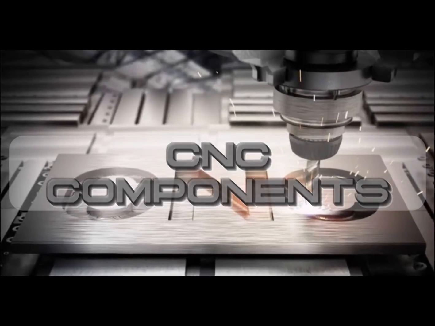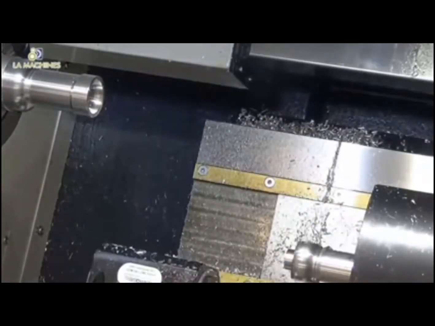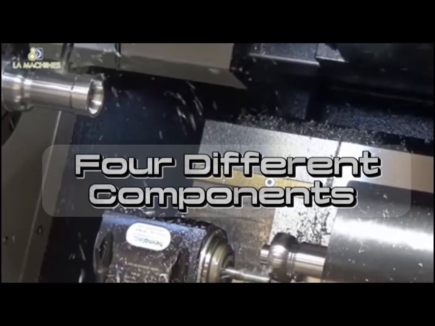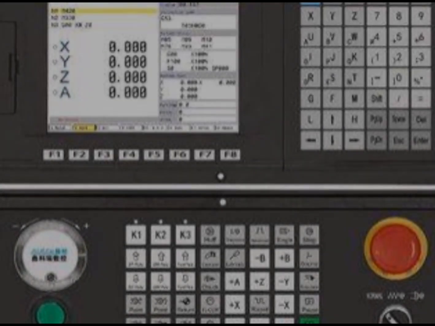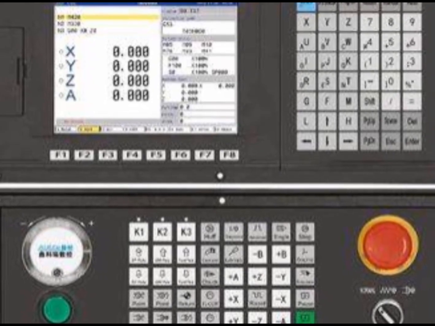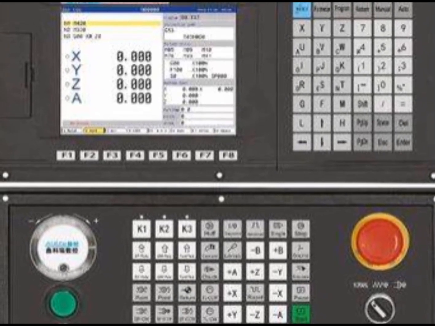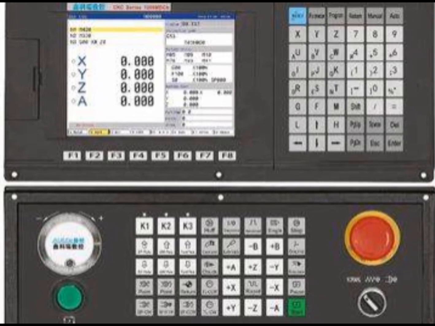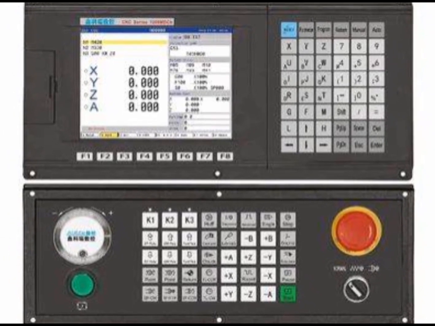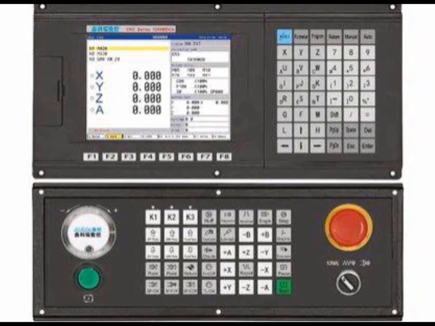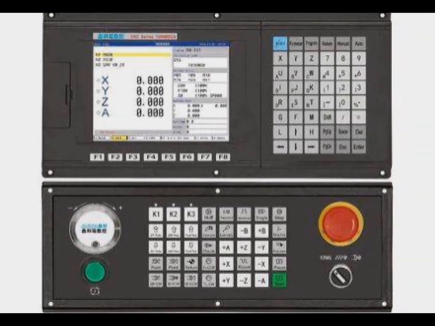CNC components. Computer numerical control technology systems are an assembly of 4 different components. First, the CNC controller, also known as the Machine Control Unit, MCU. It is the brain of the CNC machine. It reads the CAD software programs and provides commands to the machine tools, and it gives every automated command like the movement of the arms, rotation of drills, etc.